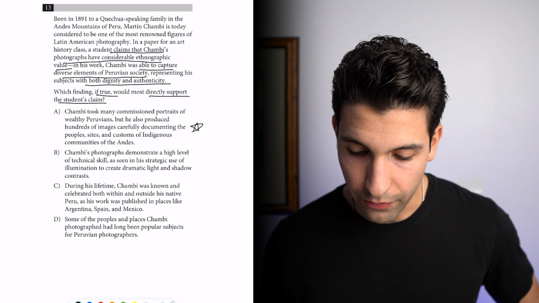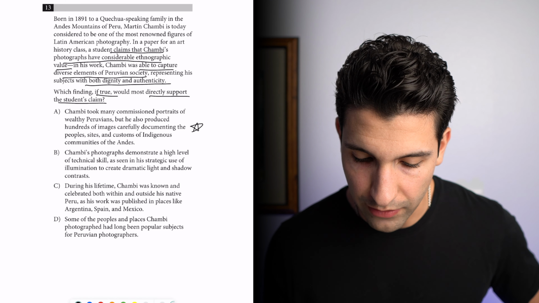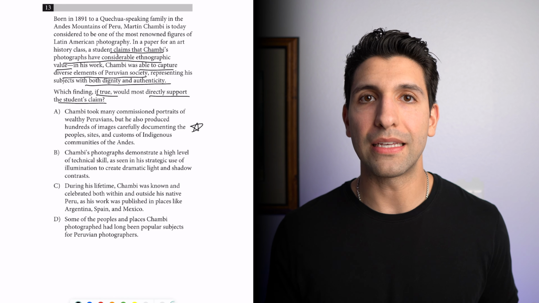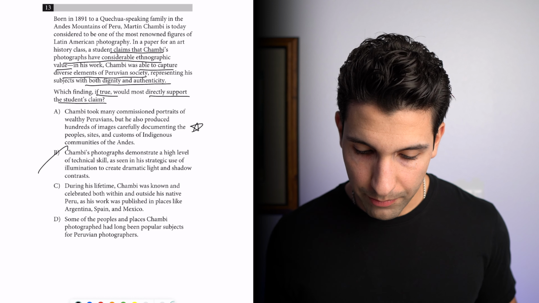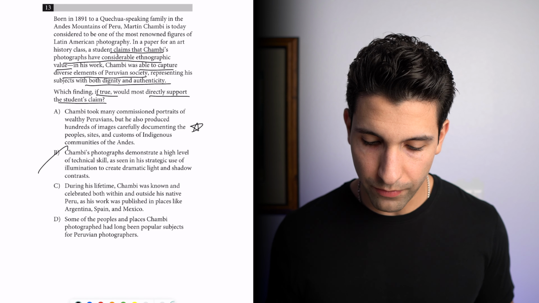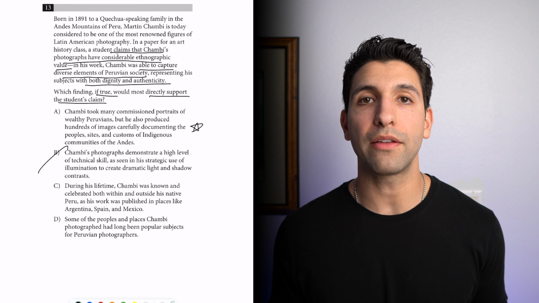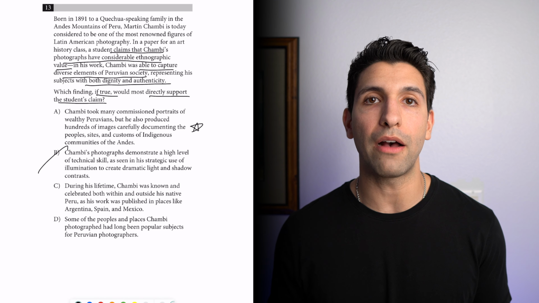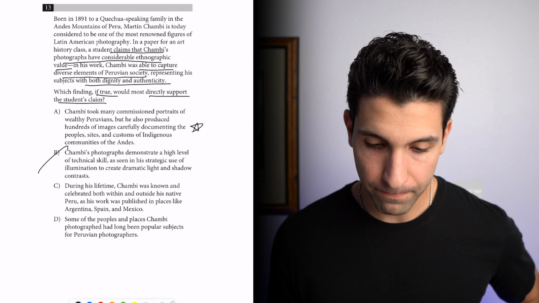B, the photographs demonstrate a high level of technical skill as seen in his strategic use of illumination. That's more obsessed with his technical skill. That doesn't talk about the diverse range of his photography. So B is out. During his lifetime, Chomby was known and celebrated both within and outside his native Peru, as his work was published in places like... again, I don't even have to finish reading it to know that that doesn't talk about how he's representing the Peruvian society and showing its diversity.